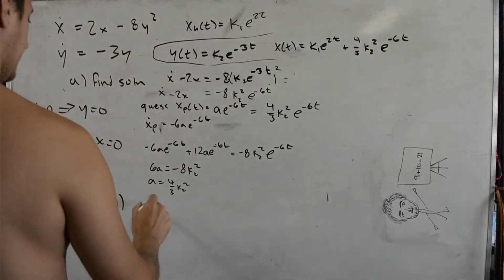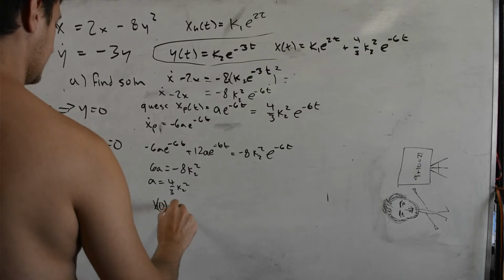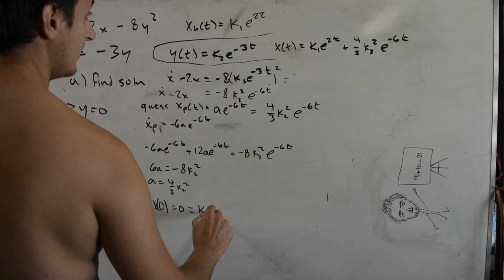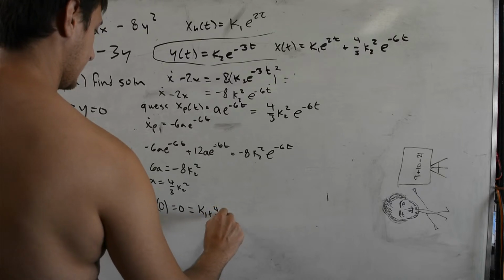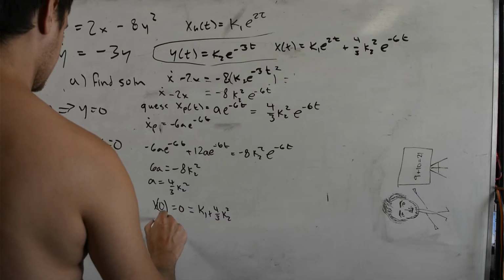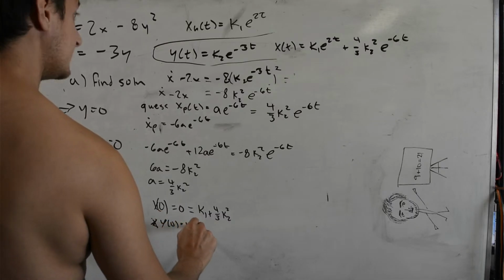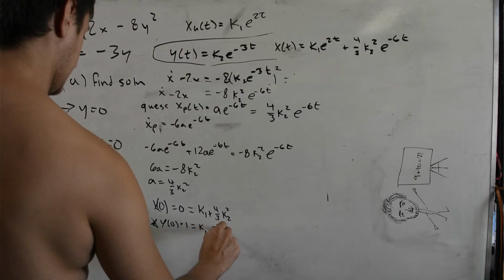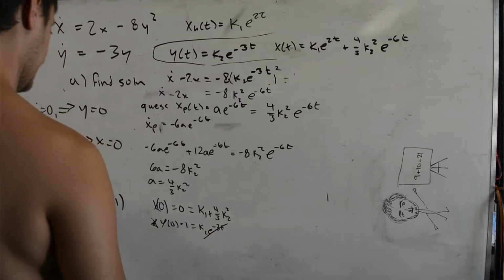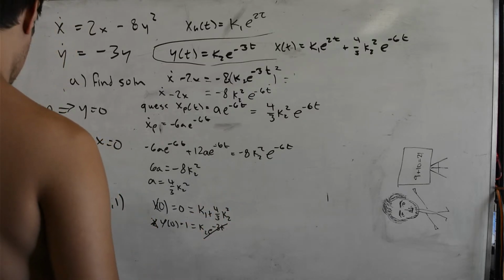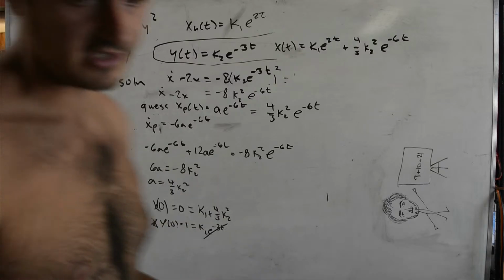Okay, so we get x of 0 is equal to 0 is equal to k1 plus 4/3 k2 squared. And then y of 0 equal to 1 is equal to k2 e to the minus 3t. But this goes away. So then it's k2. So k2 equals 1. Yeah, let's see if that was correct.